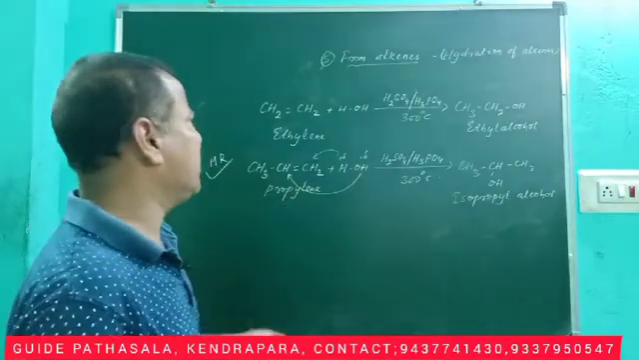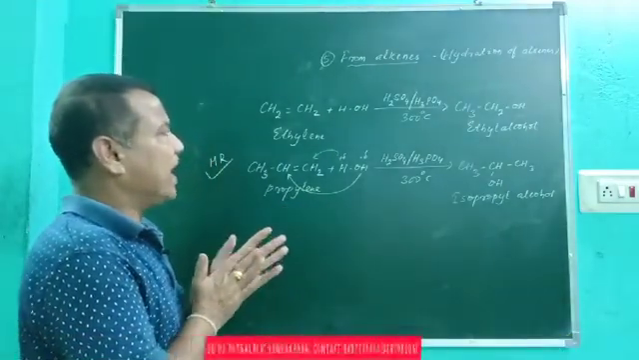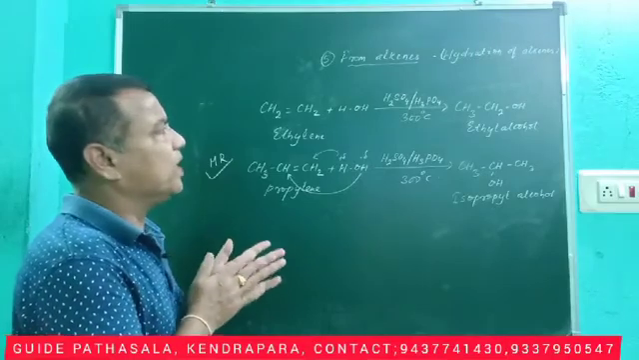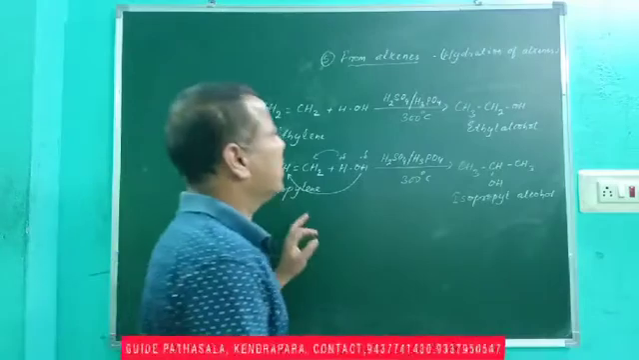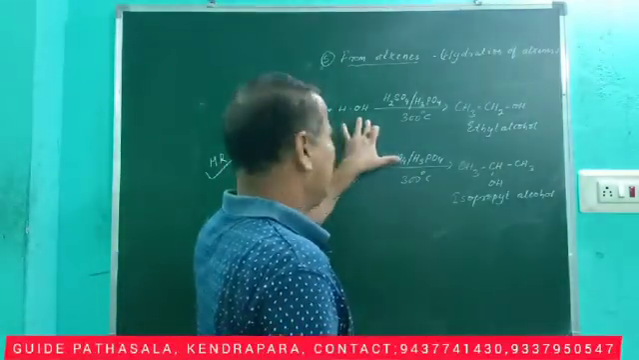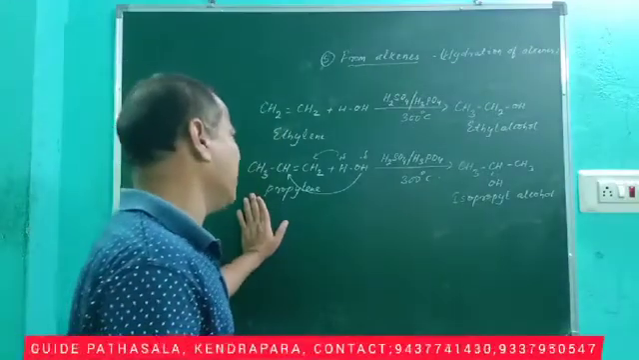If we take ethylene, which is a symmetrical molecule, where water is added in presence of sulfuric acid or phosphoric acid at a temperature of 300 degrees centigrade, then ethyl alcohol is formed. If you take an unsymmetrical molecule, that is propylene, you can say propene.